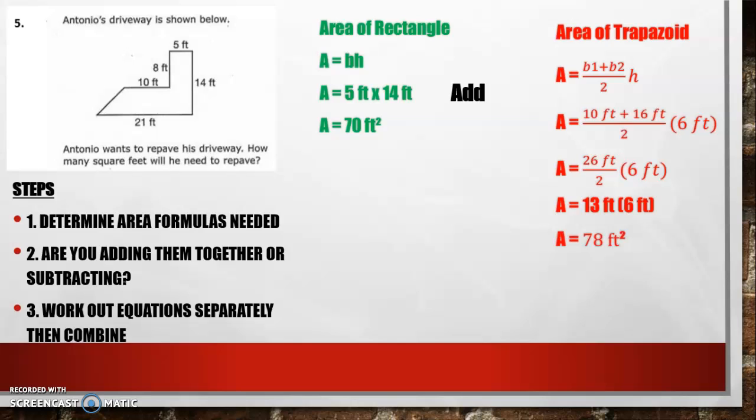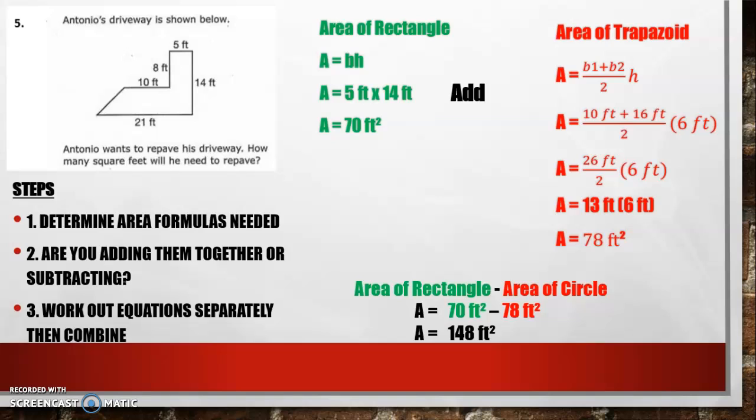Okay, so I'm going to get a total area of 78. Now obviously I need to put them together. So I'm going to have the area of my rectangle plus the area of my trapezoid. That gives me 70 plus 78, giving me a total of 148. So that is what your answer is.